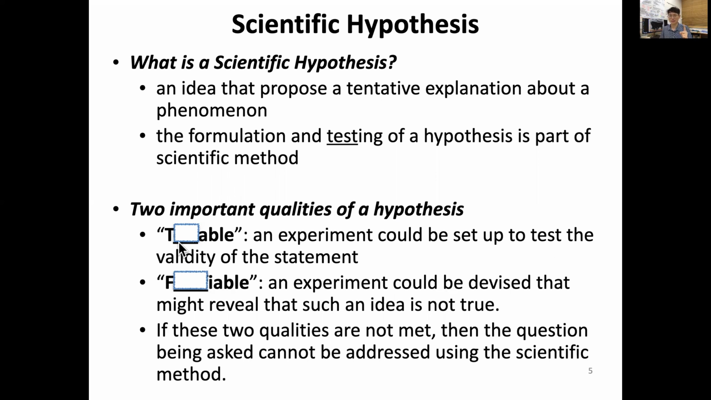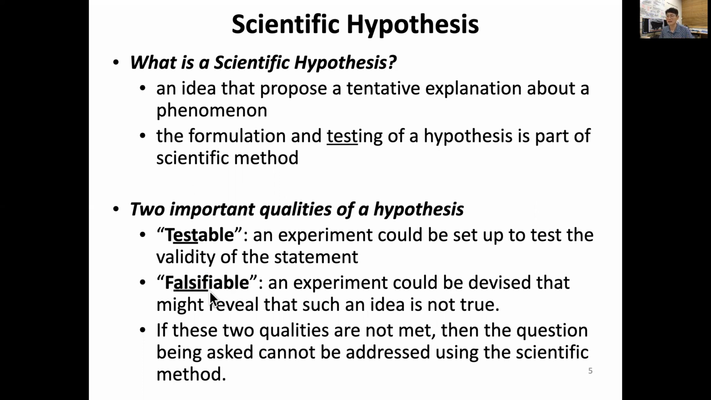So a scientific hypothesis must be, yes, testable. What it means is we can develop an experiment that could be used to test the validity of the statement or the hypothesis. And the other is that an experiment could be devised that might reveal that the original hypothesis is not true. So that experiment must be testable, and the result could be, yes, we accept the hypothesis, or it turns out that the hypothesis is wrong.